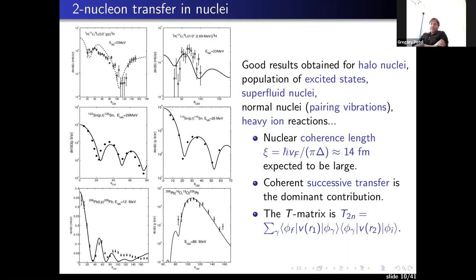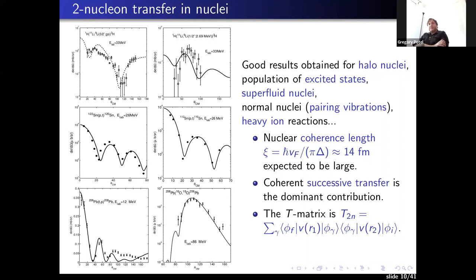Actually, that means that a Cooper pair cannot fit easily into a nucleus. So it's sort of squeezed like a rubber ball to fit into the nucleus, because 14 Fermi is larger than nuclear dimension. But that means that during the transfer process, if you think of it as a successive mechanism in which one nucleon is transferred after the other, while each of the nucleons is in a different nucleus, they still maintain that pairing correlation. Because of this, the coherent successive transfer is actually the dominant contribution to the cross sections that I'm showing, right?